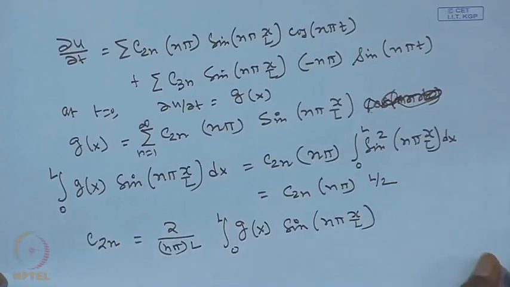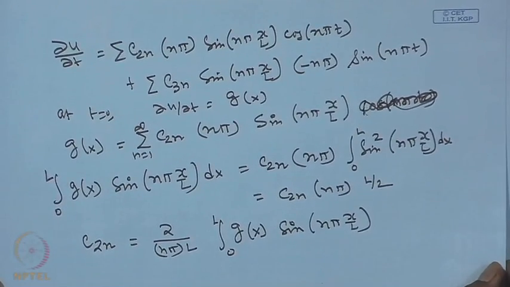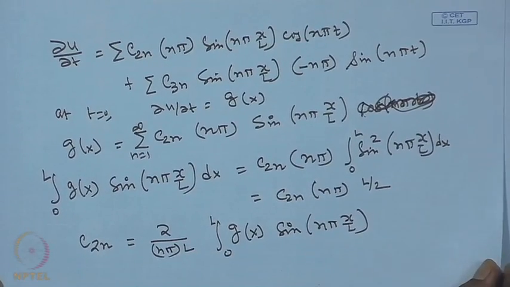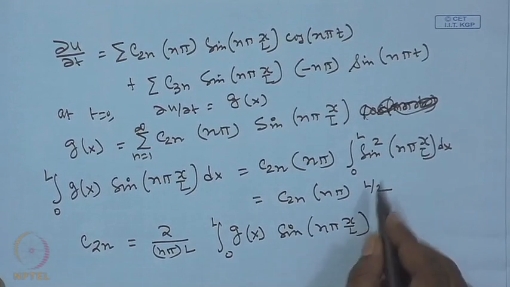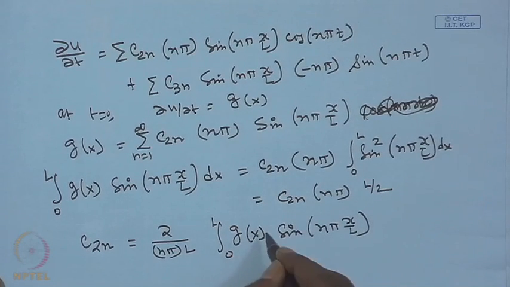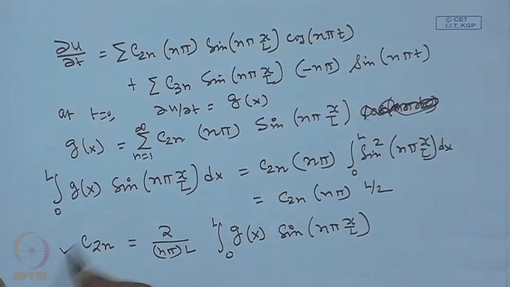So, you will be evaluating the C 2 n value. One can get the C 3 n as we have done earlier. We can get the C 2 n if we know the functional form of g x, either constant or something x or x square e to the power k x. We can evaluate this integral by integration by parts. So, that will completely solve and specify the problem.